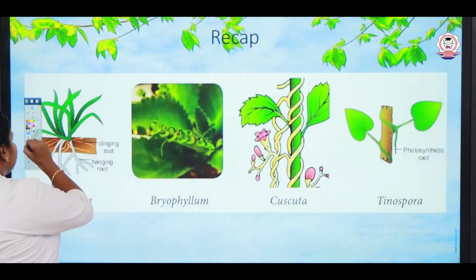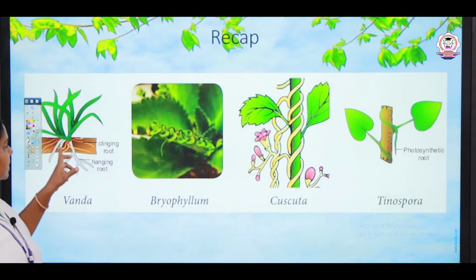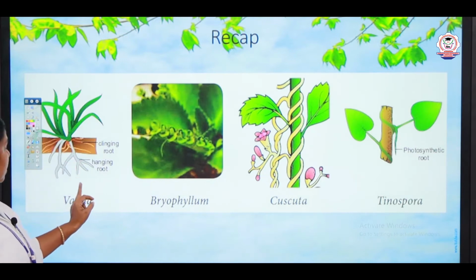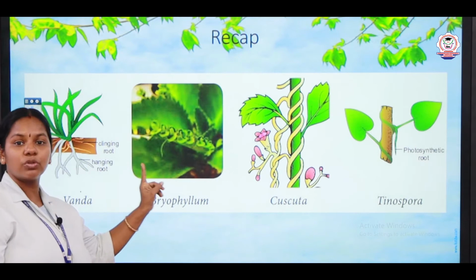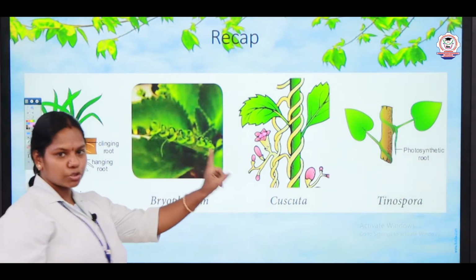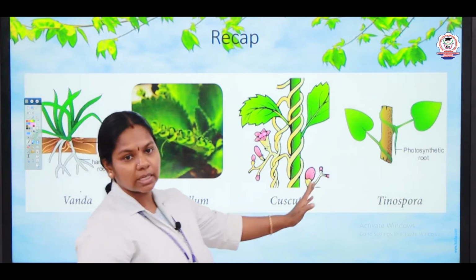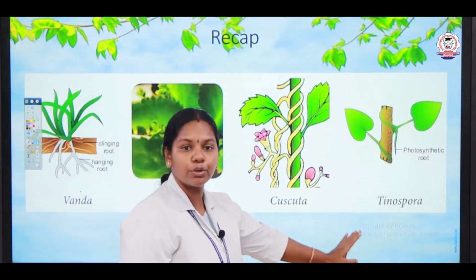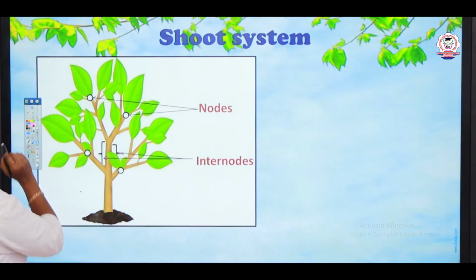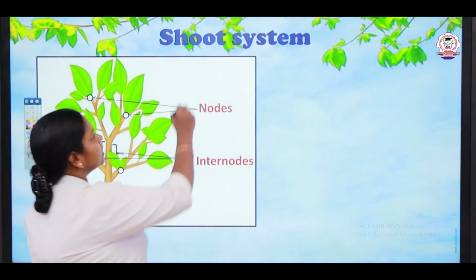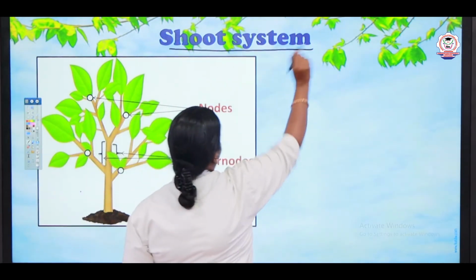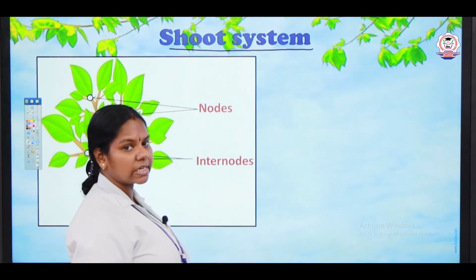So, let us recap. In the previous session, we have discussed the epiphytic roots, Vanda; foliar roots, Bryophyllum; haustorial roots or sucking roots, Cuscuta; and photosynthetic or assimilatory roots, Ctenospora. And in this session, we are going to discuss the shoot system. Right? What is the shoot system, children?